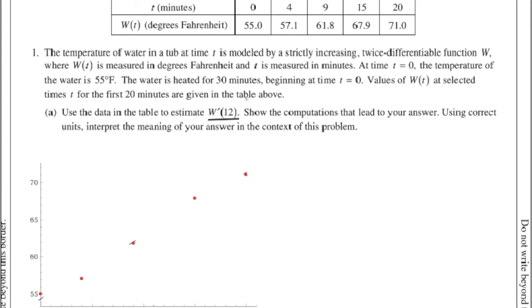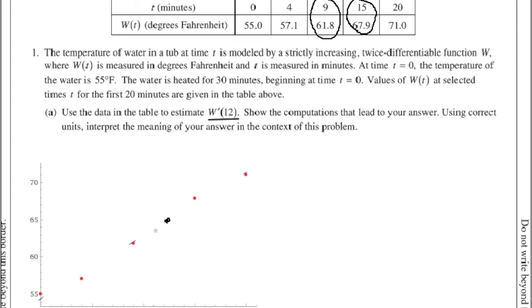Now, it's looking for w of 12. So we know, looking at our table up here, that we're going to be somewhere between these 2 points. And we do know that our graph is strictly increasing, and I just put a little graph in there to make it easier to visualize. So the point at time 12 is going to be somewhere in here. I'm not sure exactly where. What we should recognize is that t equals 12 is exactly halfway between 9 and 15. They're both 3 minutes away from 12.